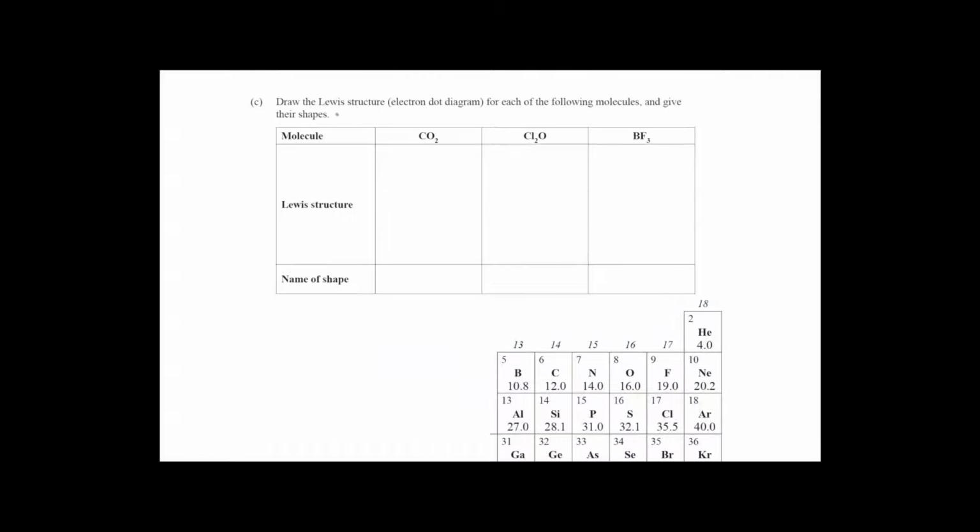And let's have some practice doing Lewis structures. We're told these 3 structures here, the Lewis structure, then the name of the shape. So let's do some practice. Carbon dioxide, CO2. Let's have a look at the atoms themselves. These have 8, 7, 6, 5, 4, and 3 in the valence shell.